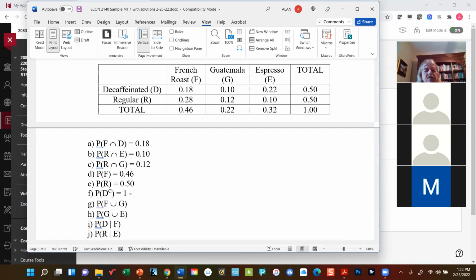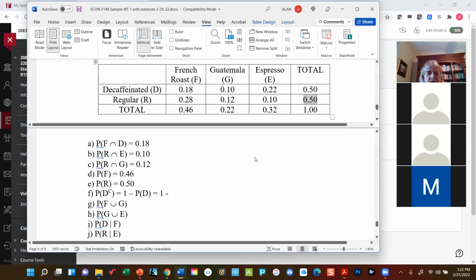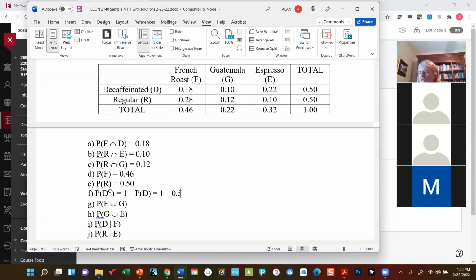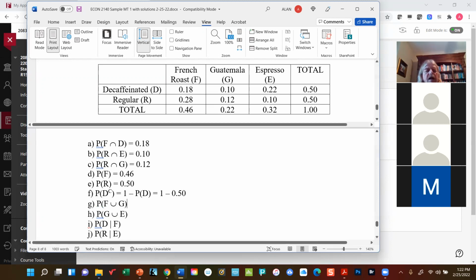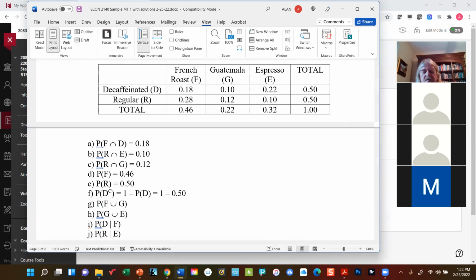D complement is 1 minus the probability of D. And D itself is right here, 0.5. F or G, now remember, these columns are assumed to be mutually exclusive of each other. So we can use the simplified addition rule and just add up the French roasts and the Guatemala. You get 0.68. This one would be Guatemalas plus the espressos, which means 0.22 plus 0.32, 0.54.